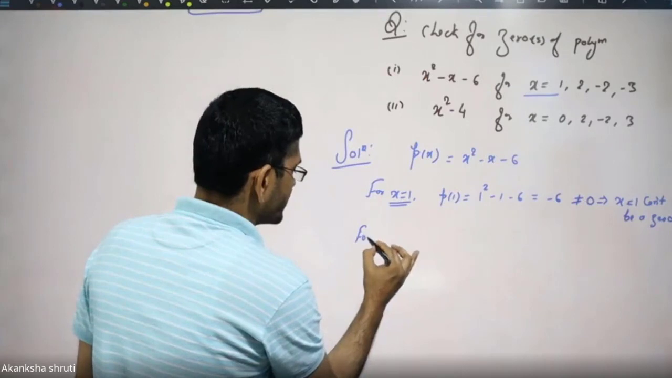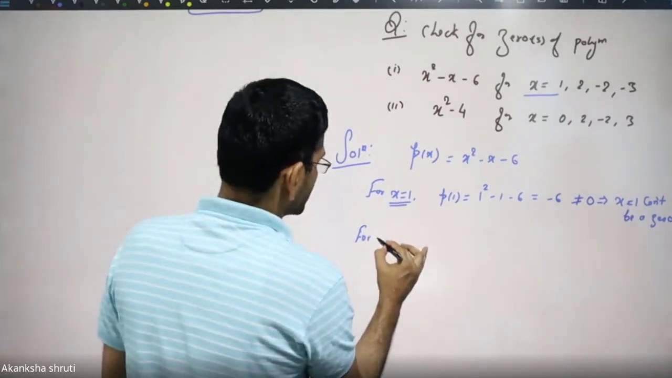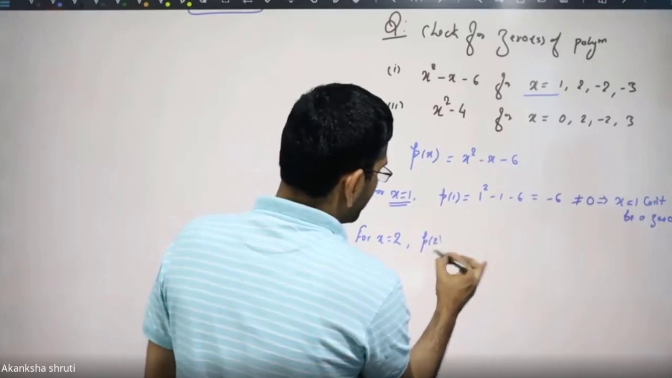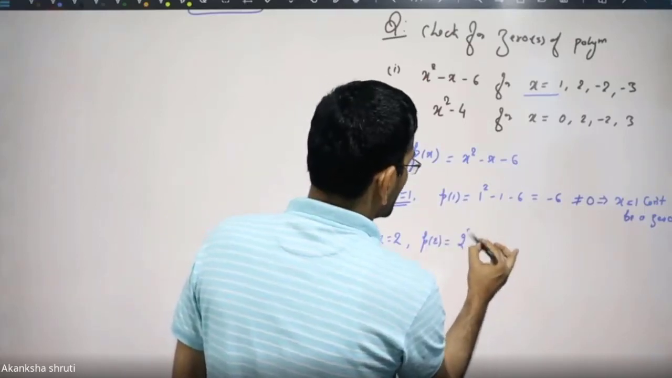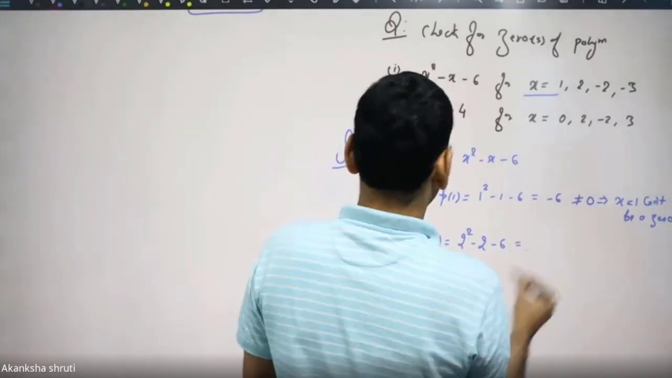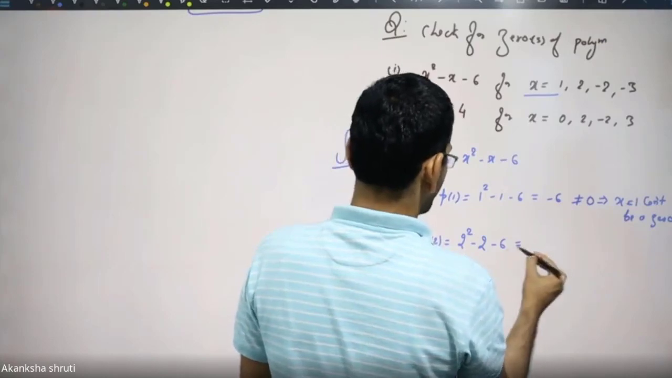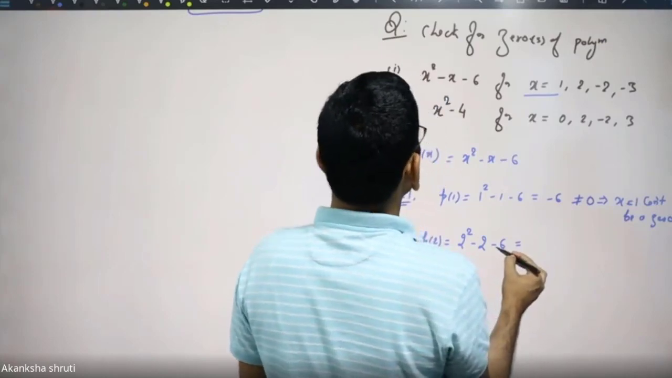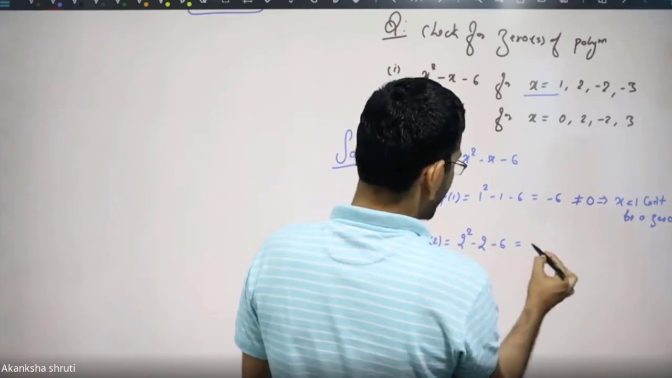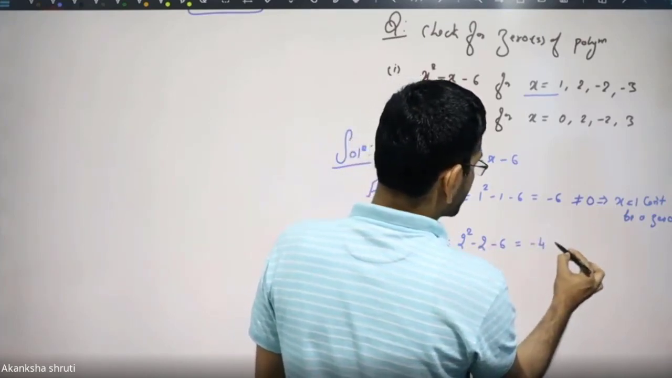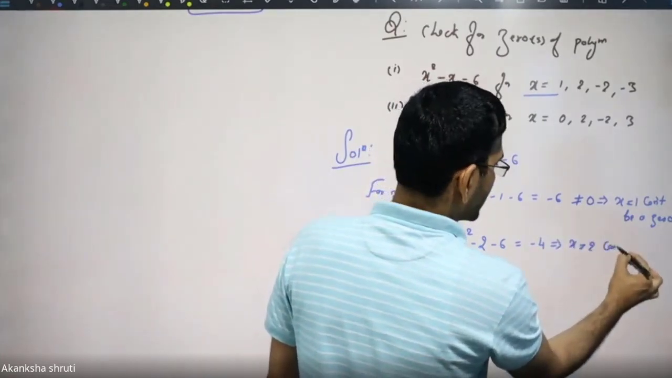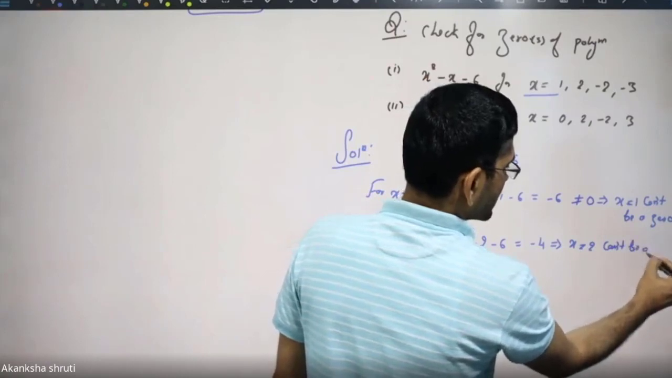Similarly, we have to check for the others. For x equals 2, what is the value of polynomial P(2)? It becomes 2 squared minus 2 minus 6. That is 4 minus 2 minus 6, which is 4 minus 8, so minus 4. This implies x equals 2 cannot be a zero.